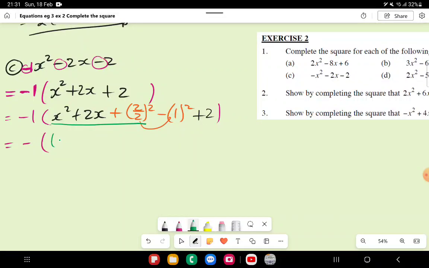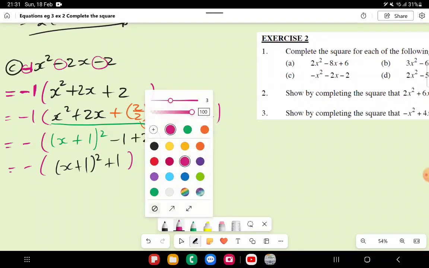My green bracket is going to be x plus 1 squared, and then outside I have this minus, so it's minus 1 plus 2, close bracket. I'm going to simplify, and I'm going to say minus open bracket x plus 1 squared. 2 minus 1 is 1, close bracket.